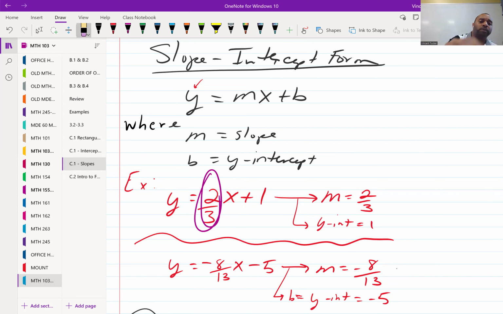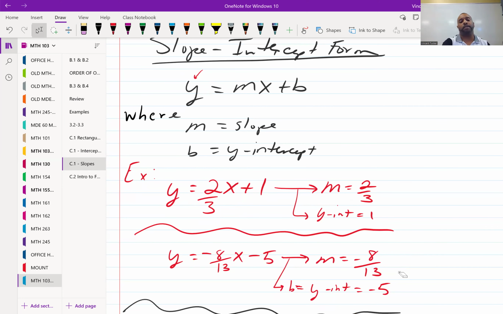And then for the next one, I have y equal to -8/13x minus 5. So my slope is -8/13, and my y-intercept is -5.